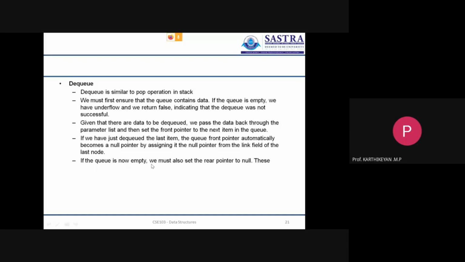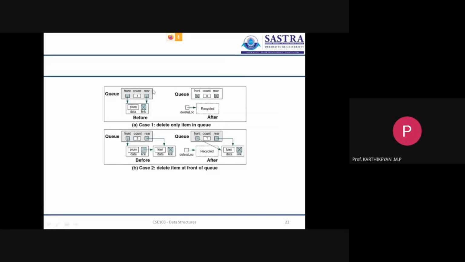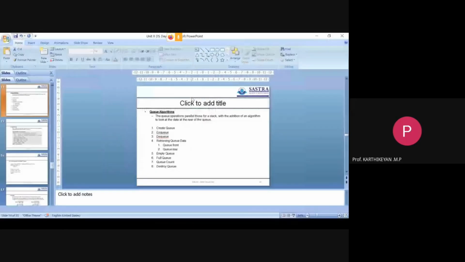The next is the picture illustrating the queue operation. So this is a queue initially. Here also in the DQ operation we have two cases. What are the two cases? Deleting the last value in the queue, or deleting an item at the front of the queue.